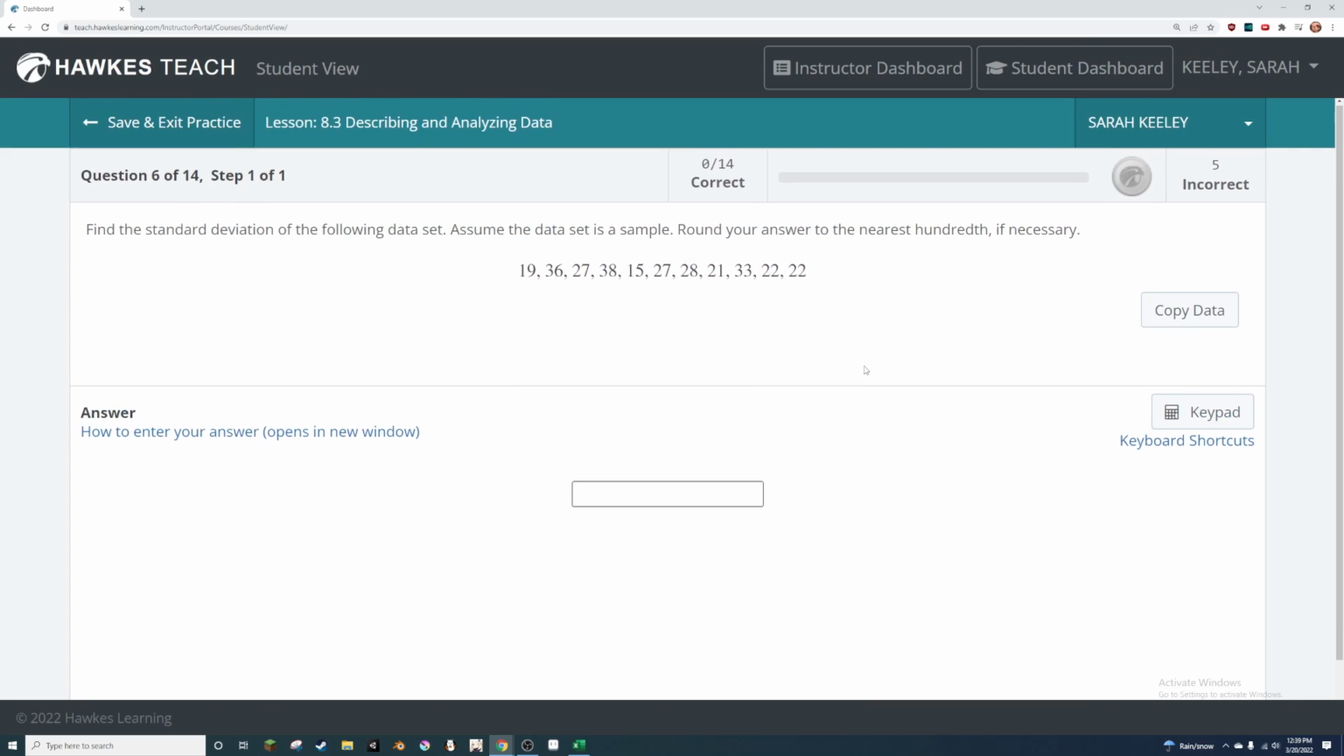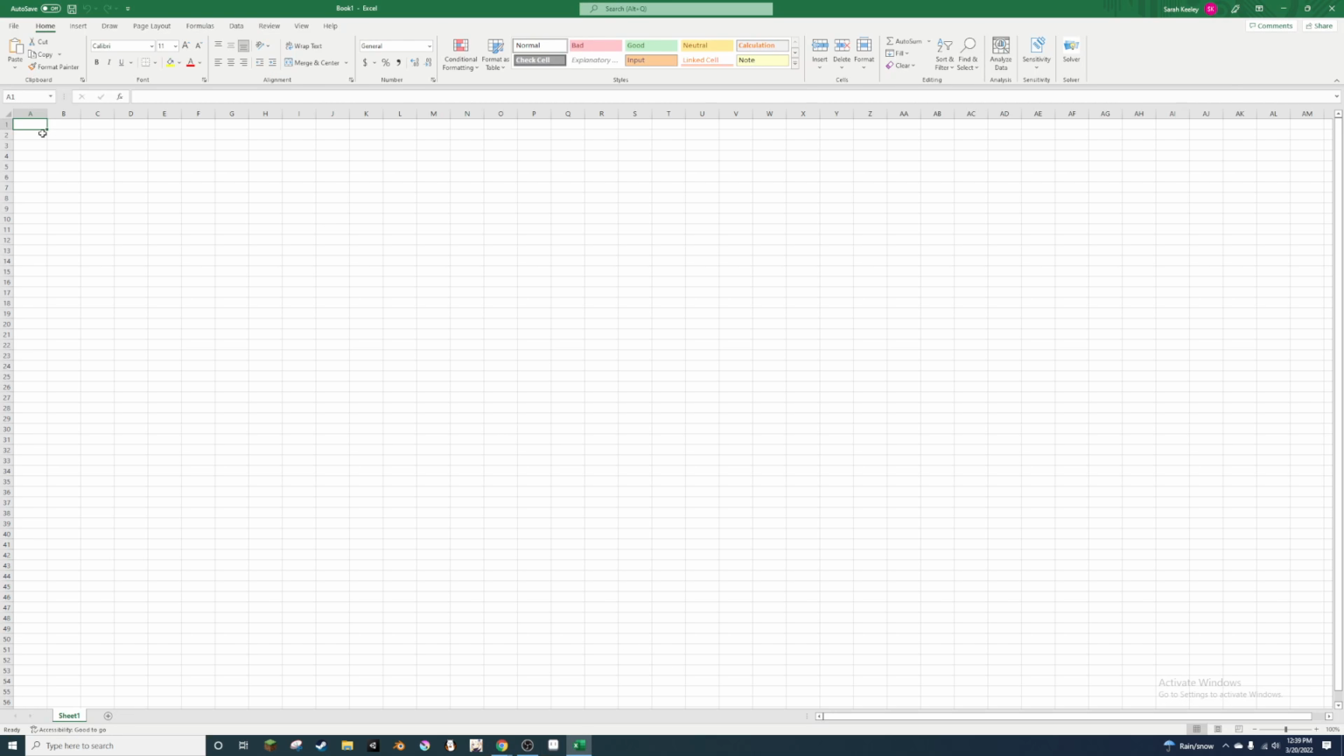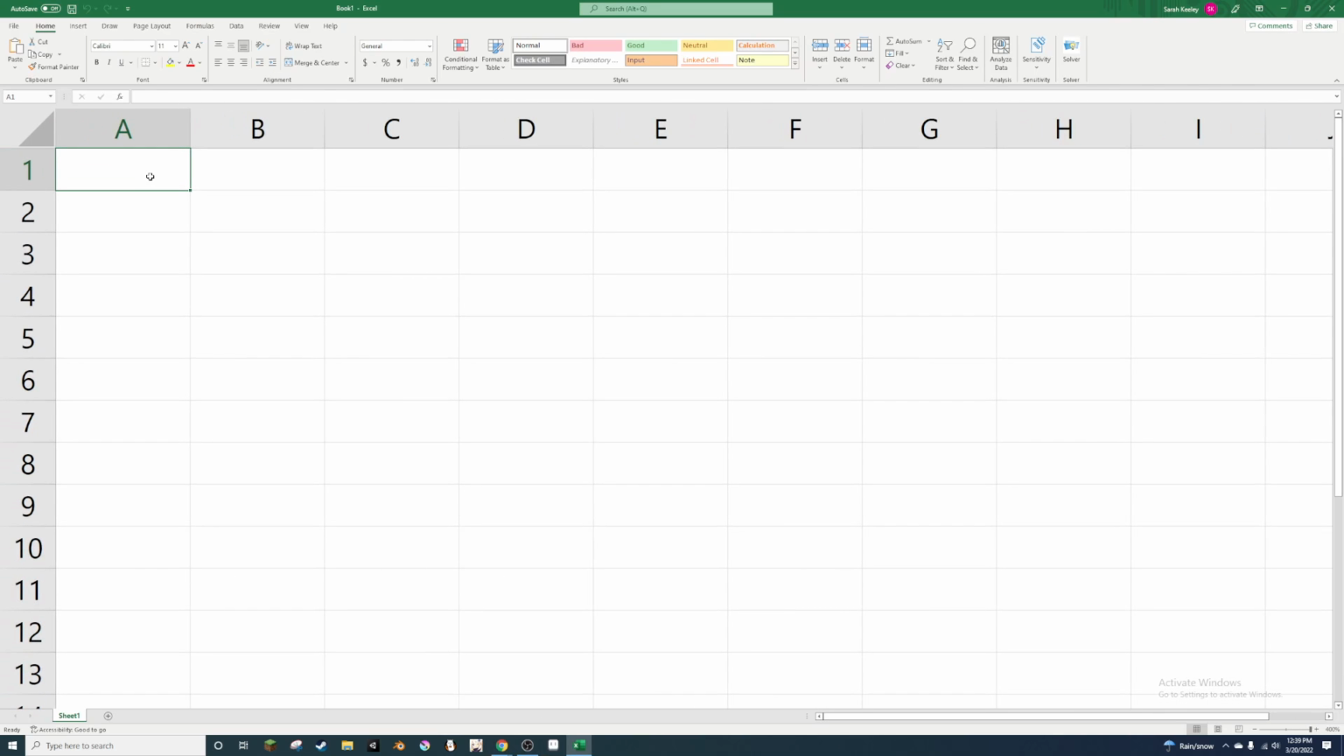You'll have a question like this where it says, find the standard deviation of the following data set. Assume that the data set is a sample and round your answer to the nearest hundredth if necessary. So you have all of these, and you could either press copy data or you could just highlight all of them and then copy. I would just do Control C for this, or Command C if you're on Mac, and then go into Excel.